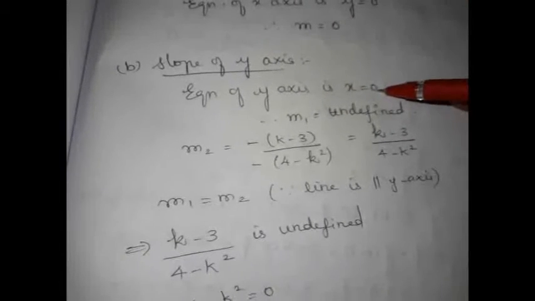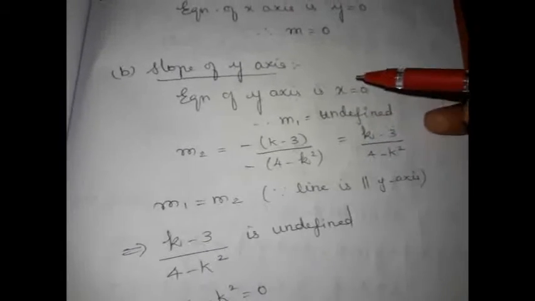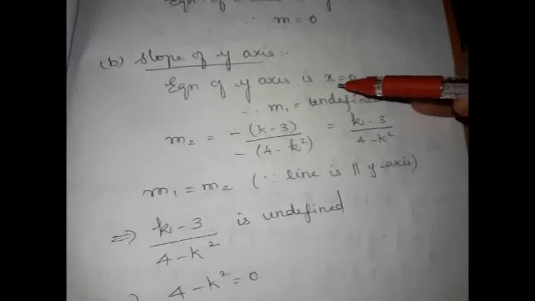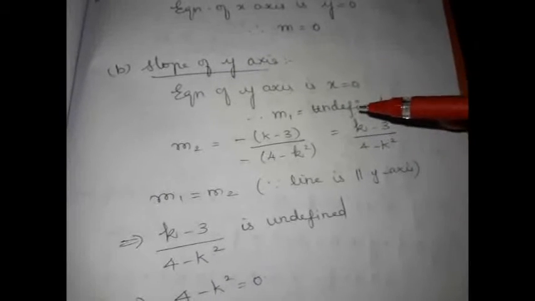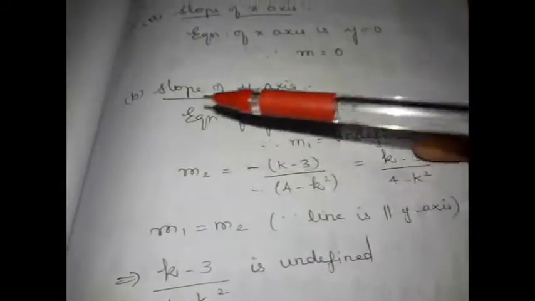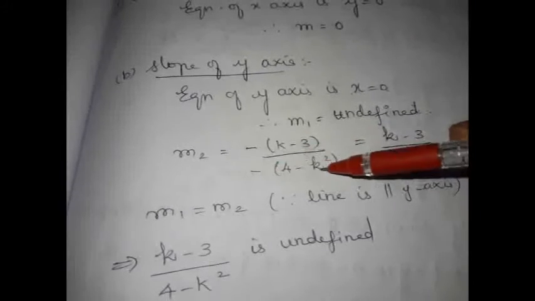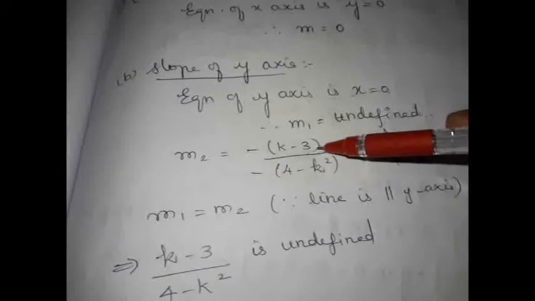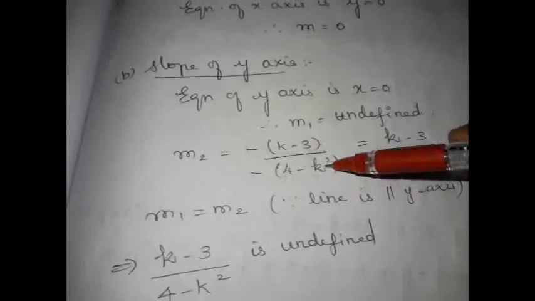Then the next subdivision, they have given you parallel to the y-axis. What is the equation of the y-axis? x is equal to 0. Then what will be the slope here? Minus coefficient of x divided by coefficient of y. Here we don't have y, therefore the coefficient of y is going to be 0. 0 in the denominator, which is undefined. You have to remember the slopes of the x-axis and y-axis. Now we got the slope of the y-axis is undefined. Now the slope of the given equation of the line is minus coefficient of x divided by coefficient of y. The coefficient of x is k minus 3. The coefficient of y is minus of 4 minus k squared.